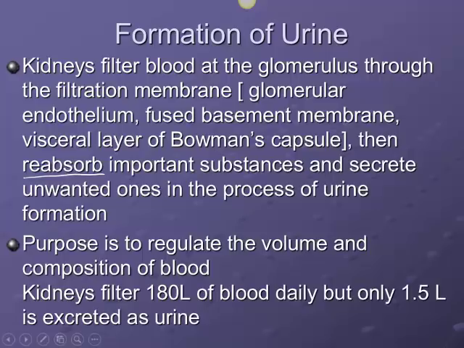The purpose of urine formation is to regulate the volume and composition of blood. So it maintains homeostasis. It makes sure your blood volume does not fall too low or rise, and then the composition of blood is kept constant, which is why it needs to reabsorb substances and remove wastes.